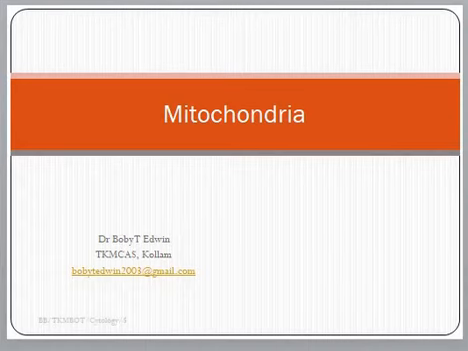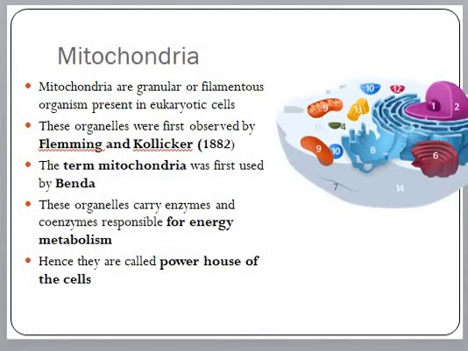Today we will discuss mitochondria. Mitochondria are granular or filamentous organelles present in eukaryotic cells. In this diagram you can locate them, labeled as number 9. These organelles are present in multiple numbers within a cell. They were first observed by Fleming and Kollam in 1882, and the term mitochondria was first used by Benda.